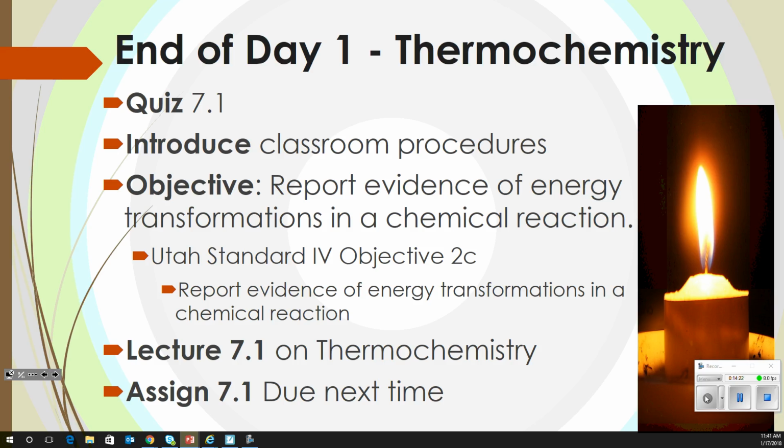So this is what we've done today. Okay, I'll always have an end slide so you can sort of see what we're doing. We should have completed quiz 7.1. We talked about classroom procedures. If any of you have any questions with that, please ask. We've done the objective where we talked about energy transformations and different ways they can transform. And then we've been working on the thermochemistry lecture, and 7.1 is due next time.